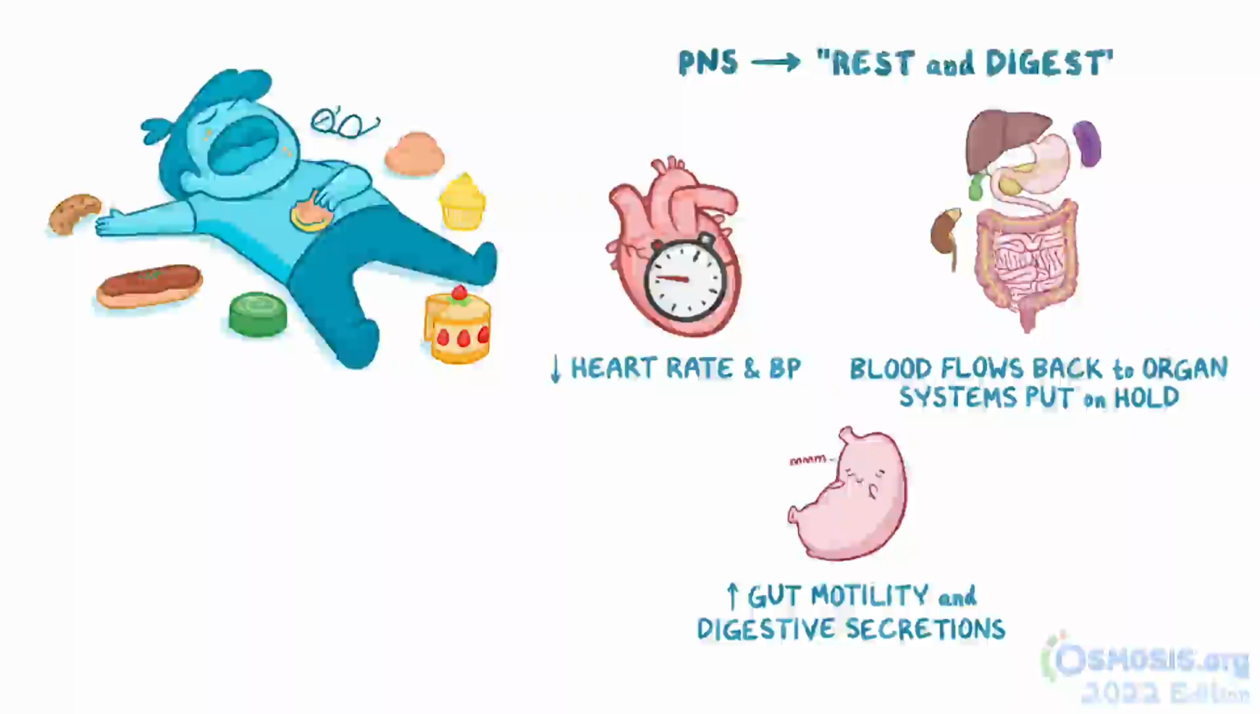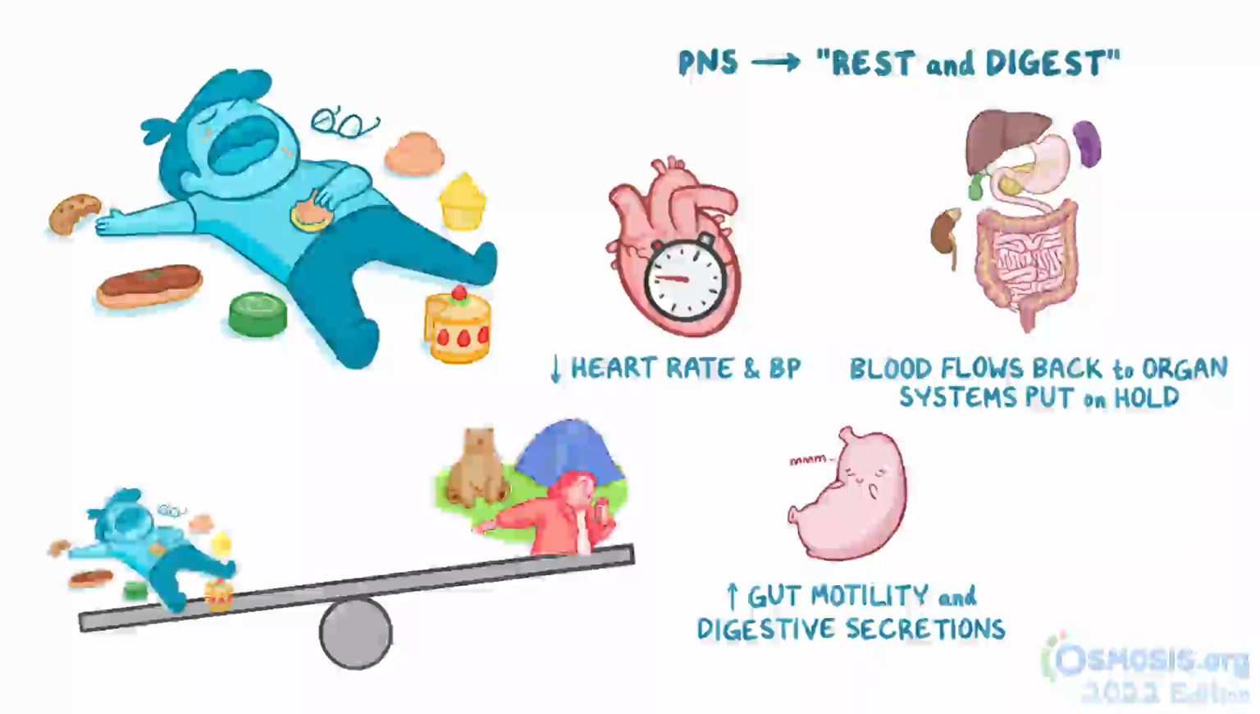In a nutshell, you can think of these two divisions of the ANS like a seesaw, where they work together to balance each other out.